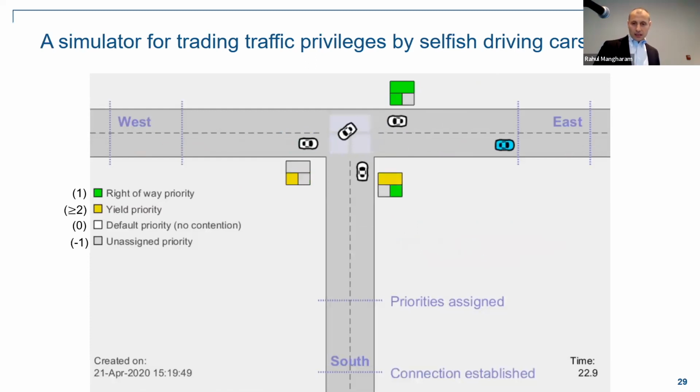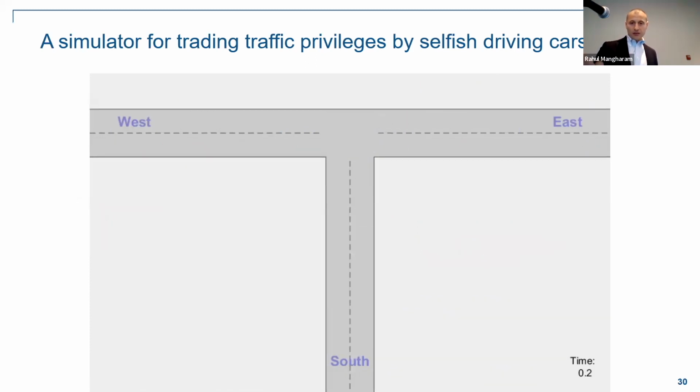I can show this without pausing, and you will see that it's definitely much smoother, and sometimes there is not even a need to stop. They will just go through the intersection quickly enough, unless they are giving away the right of way.